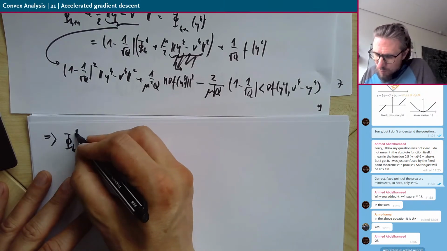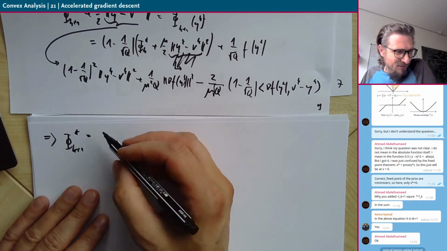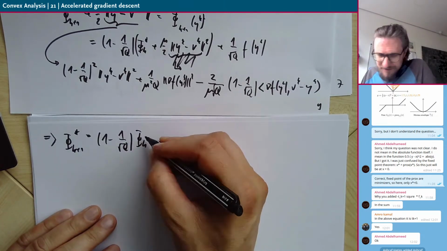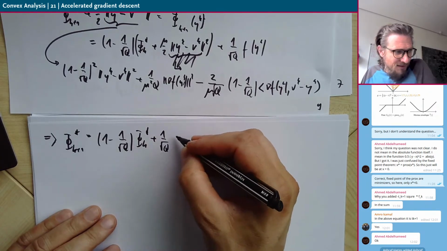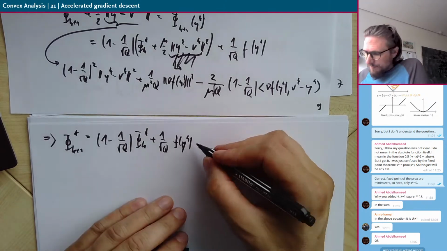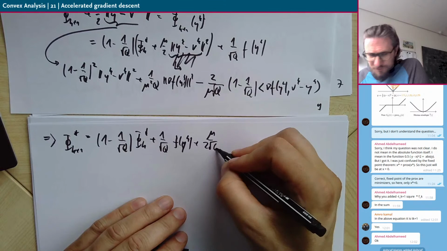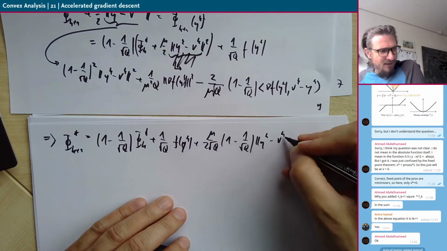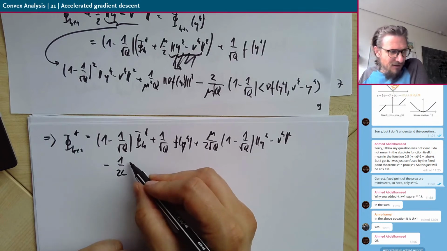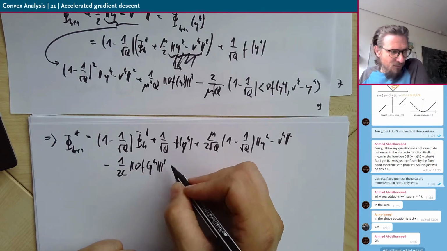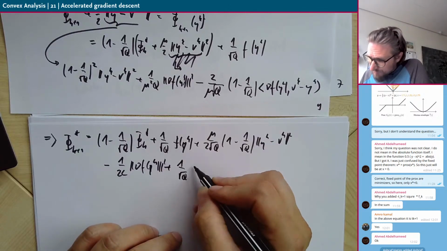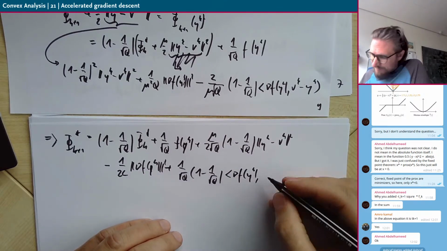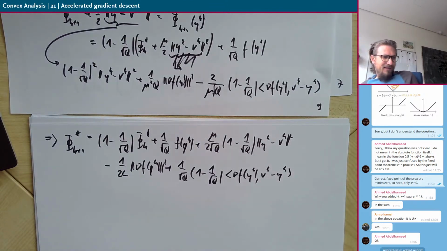We get that phi k plus 1 star is equal to, and it's still a long expression, 1 minus 1 over square root of q times phi k star plus 1 over square root of q f of yk plus mu over 2 square root of q times 1 minus 1 over square root of q times yk minus vk squared minus 1 over 2L gradient f of yk squared, and still plus 1 over square root of q times 1 minus 1 over square root of q gradient f of yk times vk minus yk. Okay.